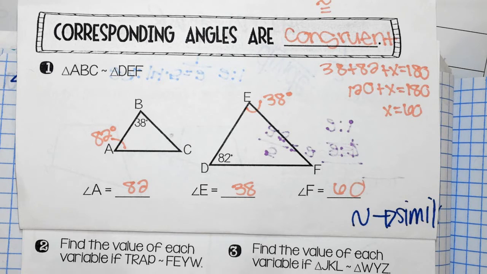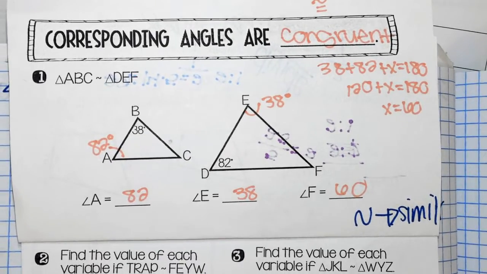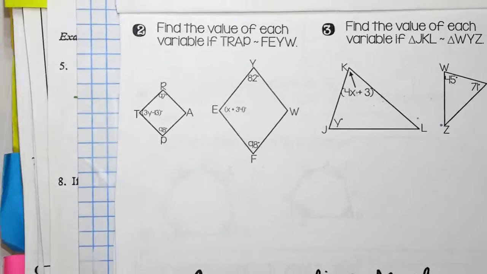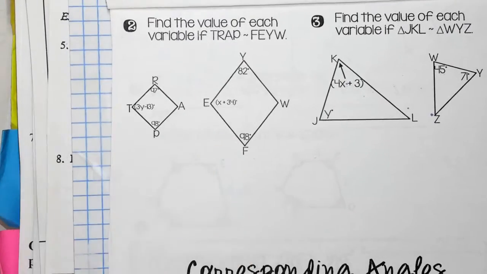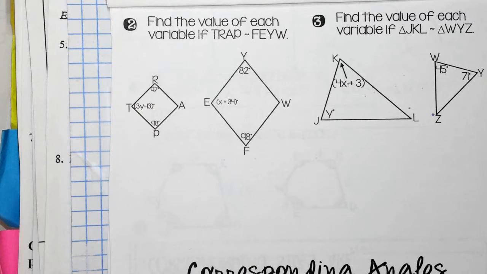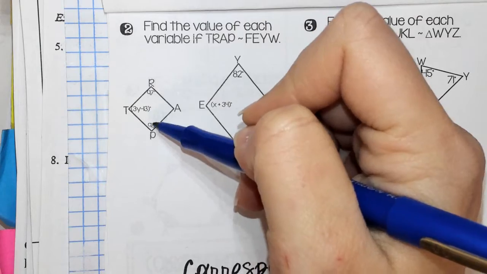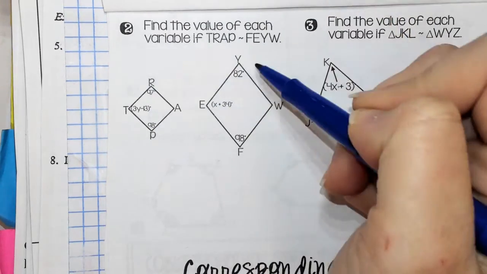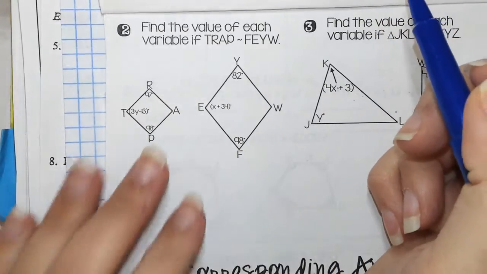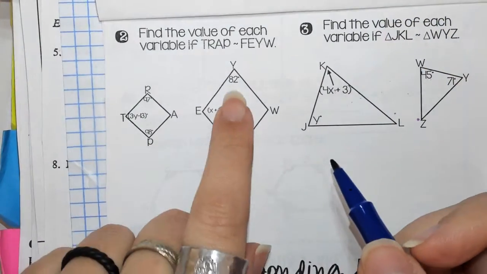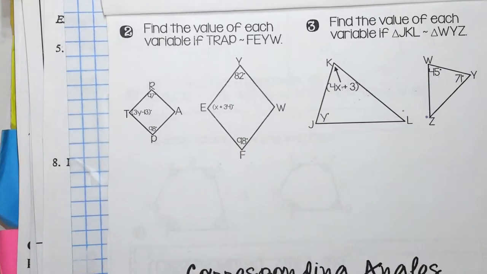All right, ready to look at the bottom? Yes, no, maybe? Okay. This says find the value of each variable if TRAP is similar to FEWU. If this is 98, what's this guy? And if this is 97, what's this guy? 82. But is it turned? Maybe. Let's look and see.